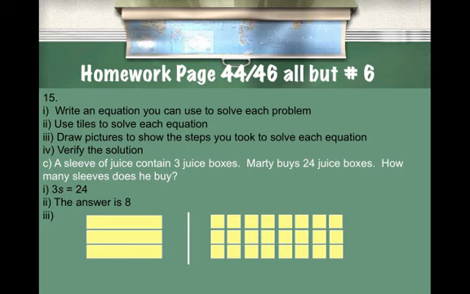Here we have pictures, 3 variable tiles, 24 unit tiles on the right-hand side. Each variable tile represents 8 unit tiles. Verifying the solution, 3 times 8 does equal 24.